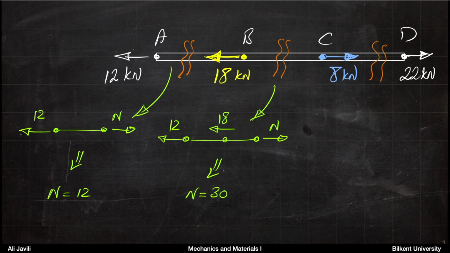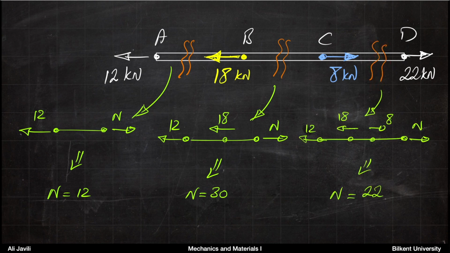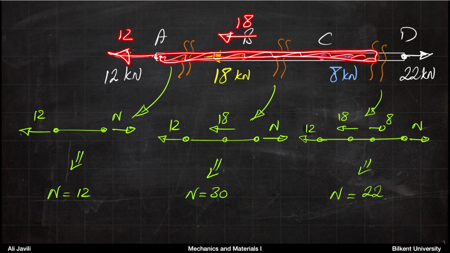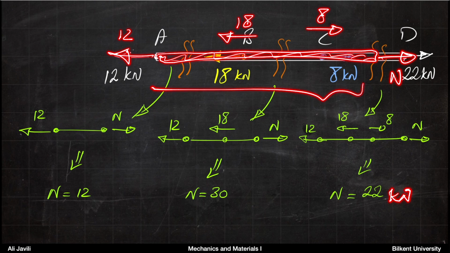Finally, you cut the structure somewhere between C and D, and then again, you look at it exactly the same way. If you look at this long piece, you can see that you have a force of 12 at the end. You had 18 at B, and then you have 8 in the opposite direction at C. So you know that this force N must be 22 kilonewton to keep this whole piece in equilibrium.